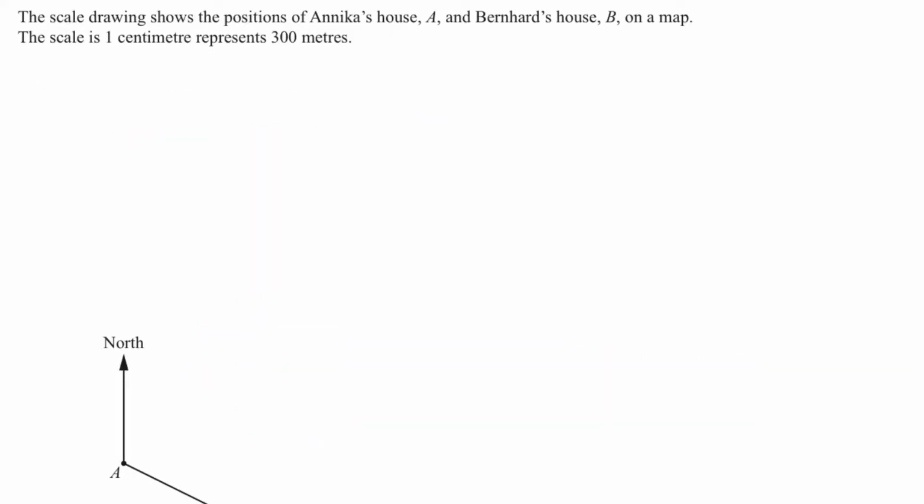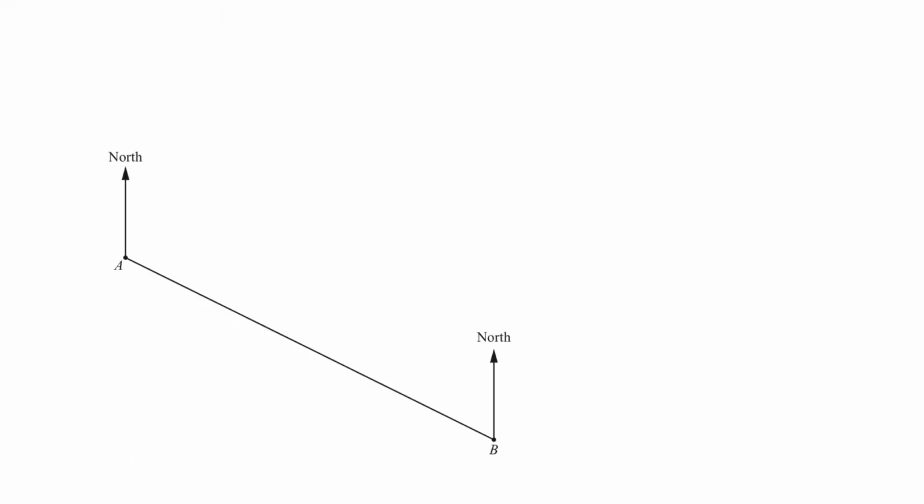The scale drawing shows the position of Anika's house A and Bernard's house B on a map. The scale is 1 centimeter represents 300 meters. When you measure this, you will get 11 centimeters. And the scale is 1 centimeter equals 300 meters. Therefore, 11 centimeters equals how many? Cross multiply. X is equal to 3300 meters.